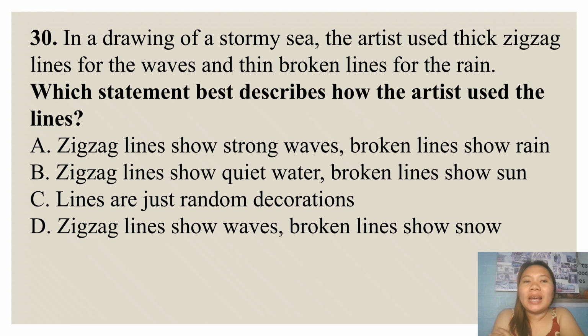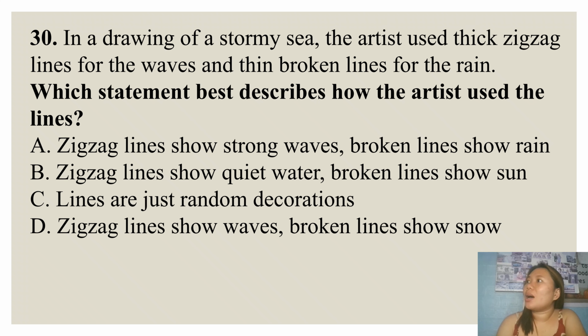3, 2, 1. Number 30. In a drawing of a stormy sea, the artist used thick zigzag lines for the waves and thin broken lines for the rain. Which statement best describes how the artist used the lines? A. Zigzag lines show strong waves, broken lines show rain. B. Zigzag lines show quiet water, broken lines show sun. C. Lines are just random decorations. D. Zigzag lines show waves, broken lines show snow.